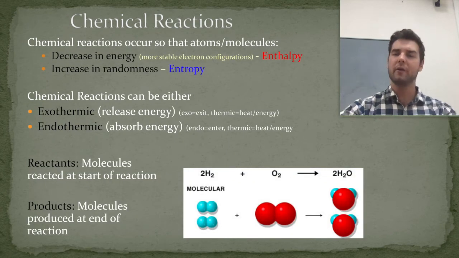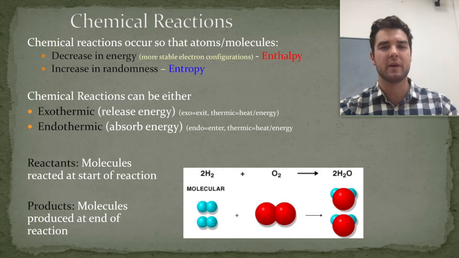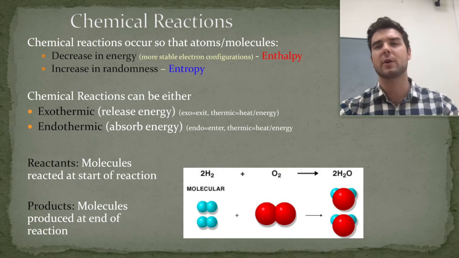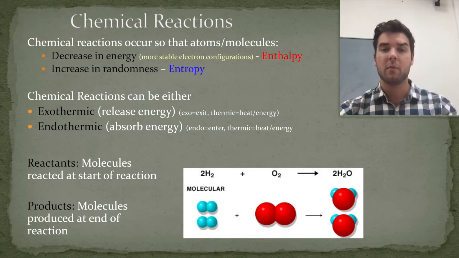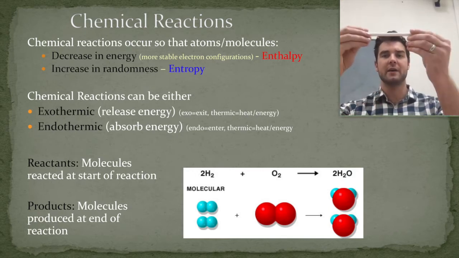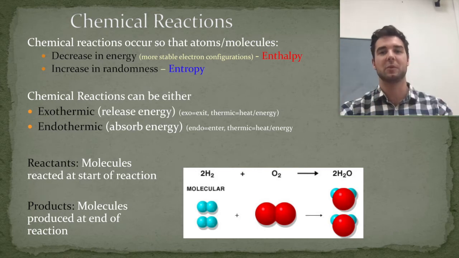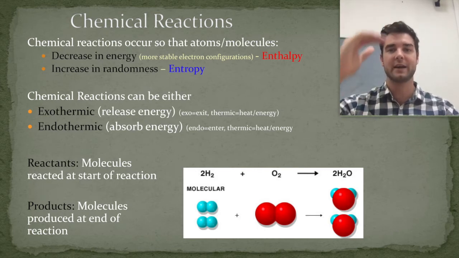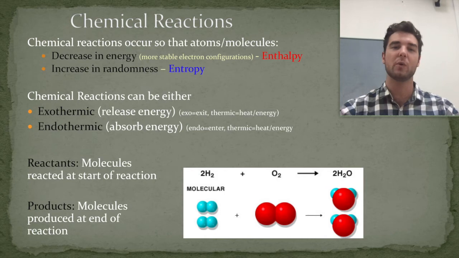So why do chemical reactions occur from an energy perspective? Well, chemical reactions occur for 2 reasons. The first one is to decrease in energy. We call that enthalpy. And more stable electron configurations, like that of the noble gases, have less energy. Things tend to move from a higher state of energy to a lower state of energy. That's why if I release this pen, it starts to drop to the ground. It's going from a high state of gravitational potential energy to a lower state.